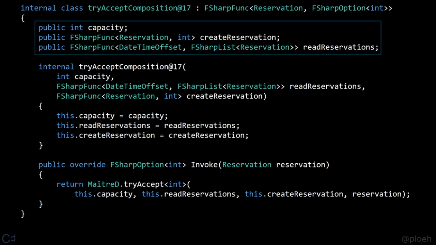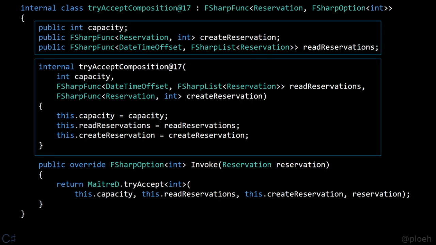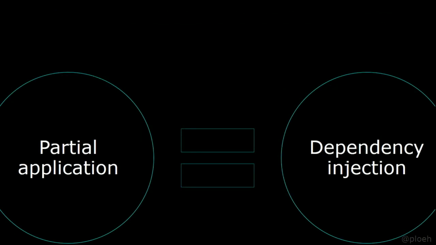The class has class fields that correspond to the capacity and the create reservation and read reservation functions. The class has a constructor that takes those 3 arguments and assigns them to the fields. And then it has an invoke method down there at the bottom that composes all of those things together. It's constructor injection. Partial application is the same as dependency injection. In .NET, it even compiles to the same sort of code. So the people who tell you that in order to do dependency injection in F#, you just use partial application are absolutely correct, because it is the same thing.